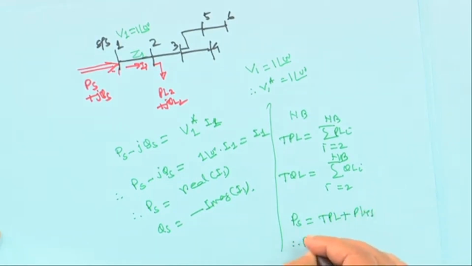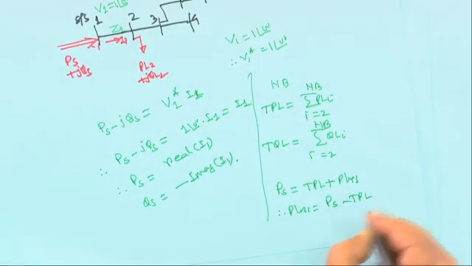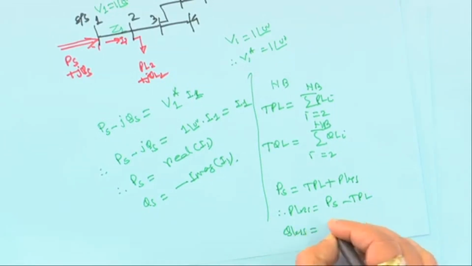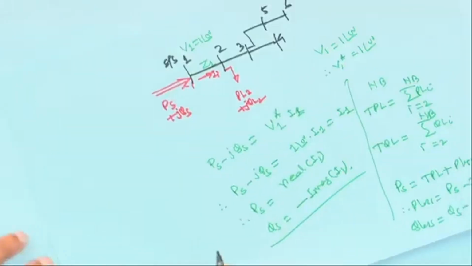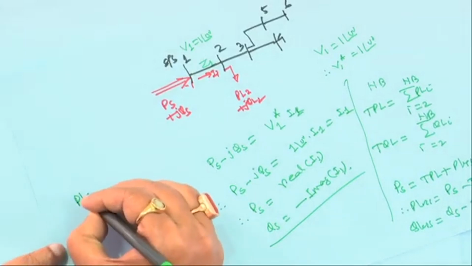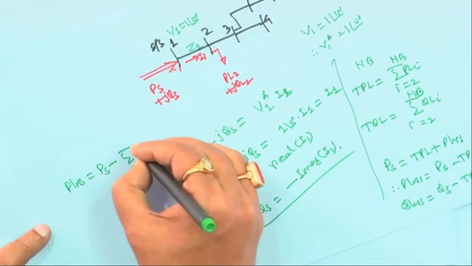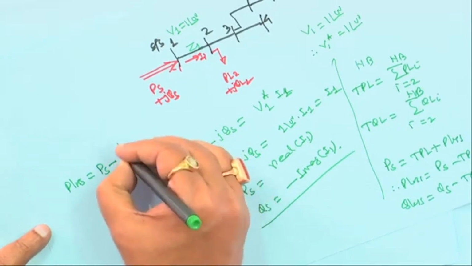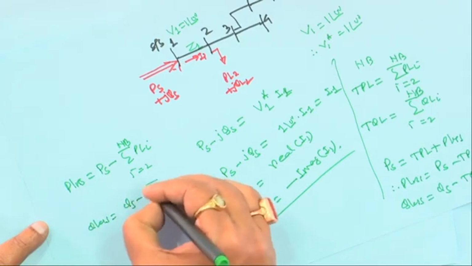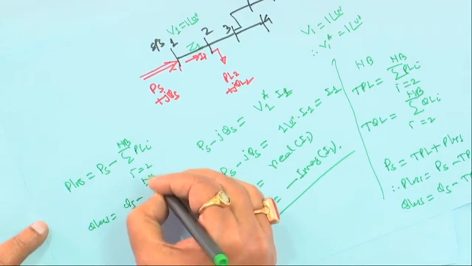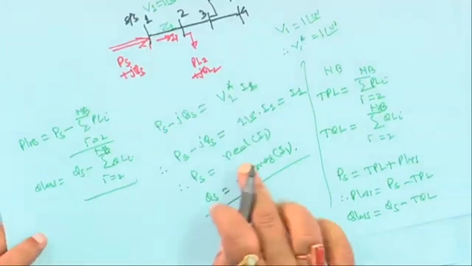That means Ploss is equal to PS minus the total real power load. Similarly, Qloss is equal to QS minus the total reactive power load. So Ploss is the power injected at the substation, PS, minus TPL, the total real power load, and Qloss is equal to QS minus the sum over i equal to 2 to nb of QLi. This is the power loss, right. This is in per unit.